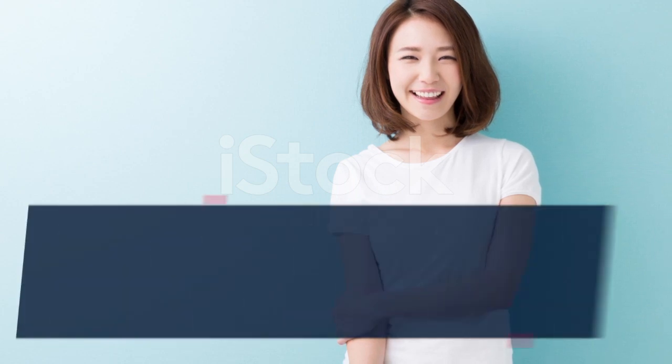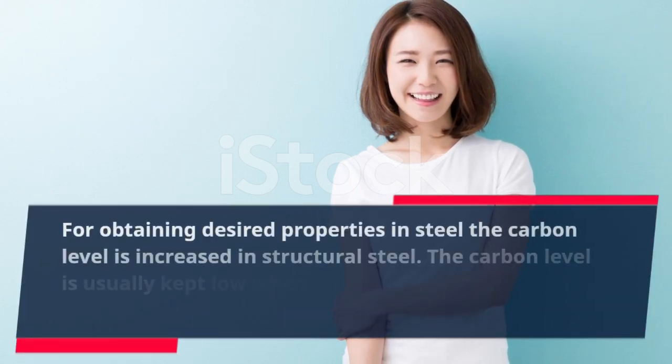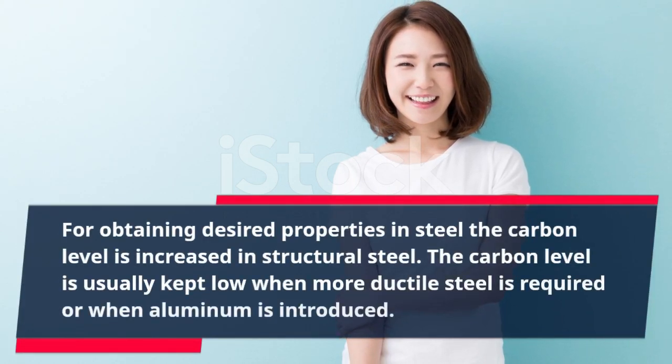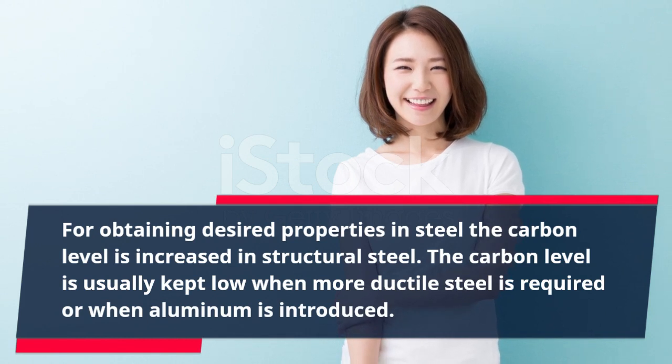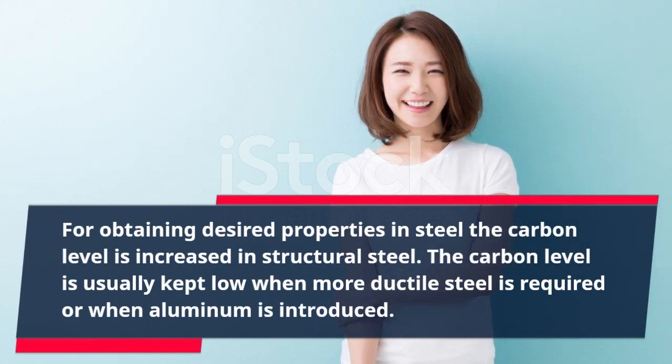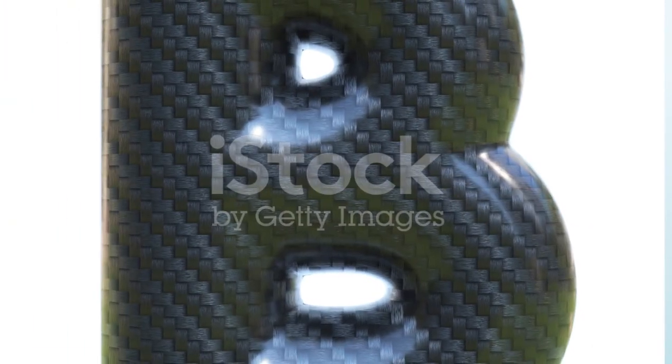For obtaining desired properties in steel, the carbon level is increased in structural steel. The carbon level is usually kept low when more ductile steel is required or when aluminum is introduced.